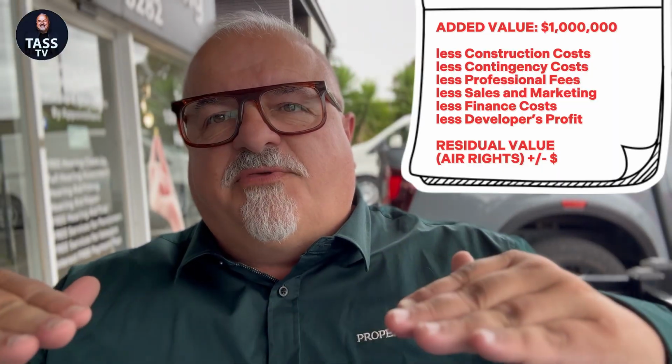Then we get down to the residual value. What we're left with, if we're left with any money at all, is the residual. Let's assume we're left with $50,000. So we start with $1 million, we deduct all our costs, and we're left with $50,000. That $50,000 is potentially the value of the air rights to the developer or the investor.